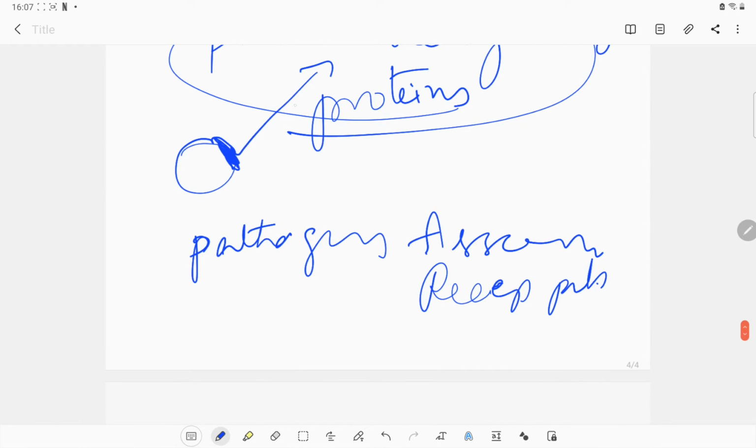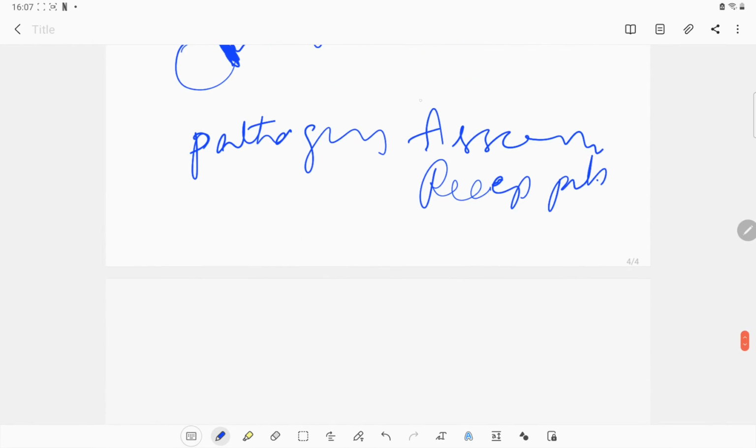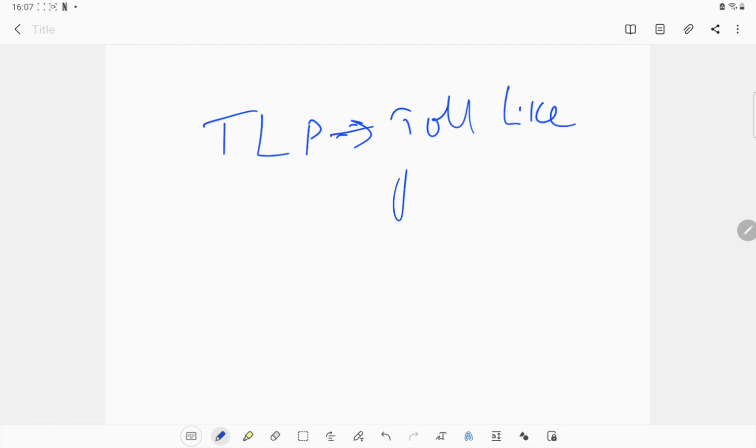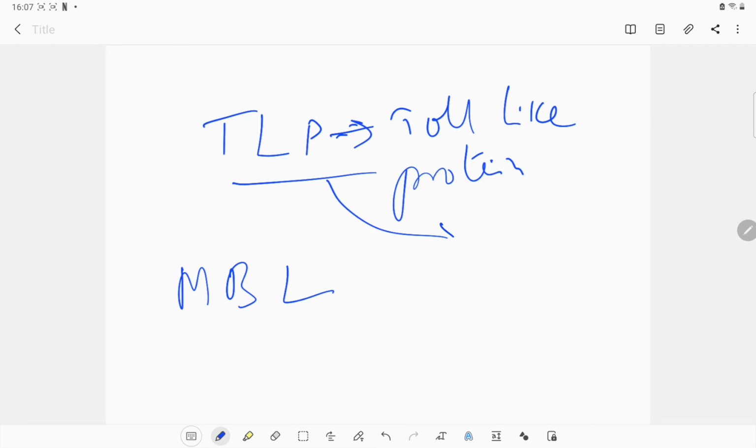There are various pattern recognizing proteins. Some of them are toll-like proteins. There are almost 10 to 11 toll-like proteins, and there is also Mannan binding lectin. For example, an endotoxin is a lipopolysaccharide. This lipopolysaccharide would be recognized by toll-like protein 4.